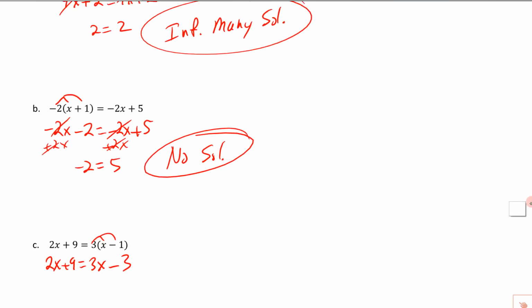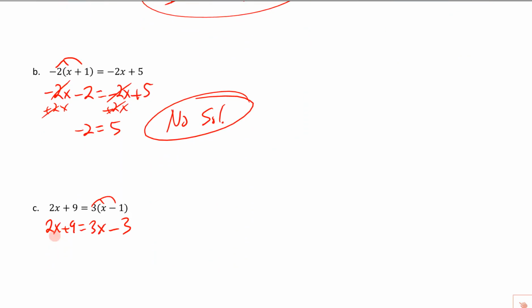Well, let's take a look right here. This is different. We've got a 2x on this side and a 3x on this side. The variable is not going to go away. The variable terms are not exactly the same. So let's solve this like we normally would. I'm going to subtract 2x from both sides. I'm going to move the 3 on this side, and that's going to give me a plus 3. So I end up with an x on this side, and I end up with a 12 over here, and that is the answer. So we got a plain old number answer, one of the more typical things that we've been practicing.